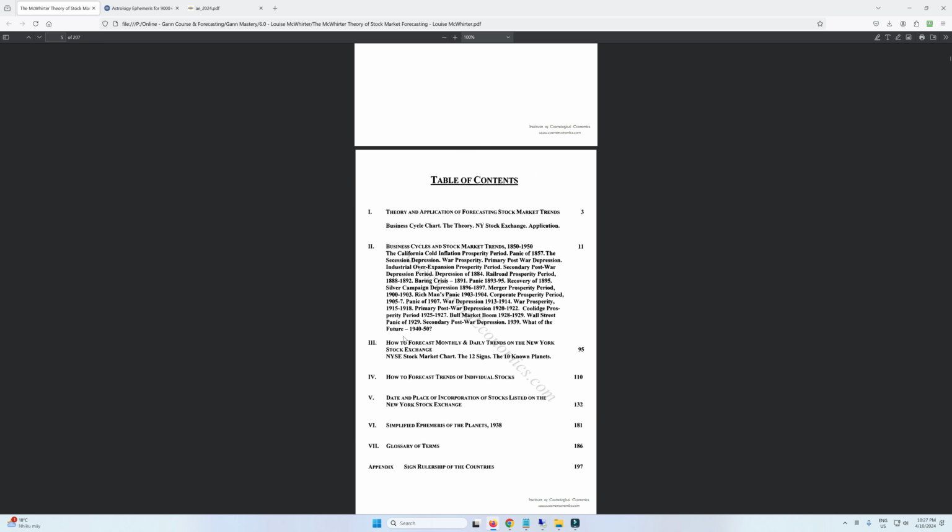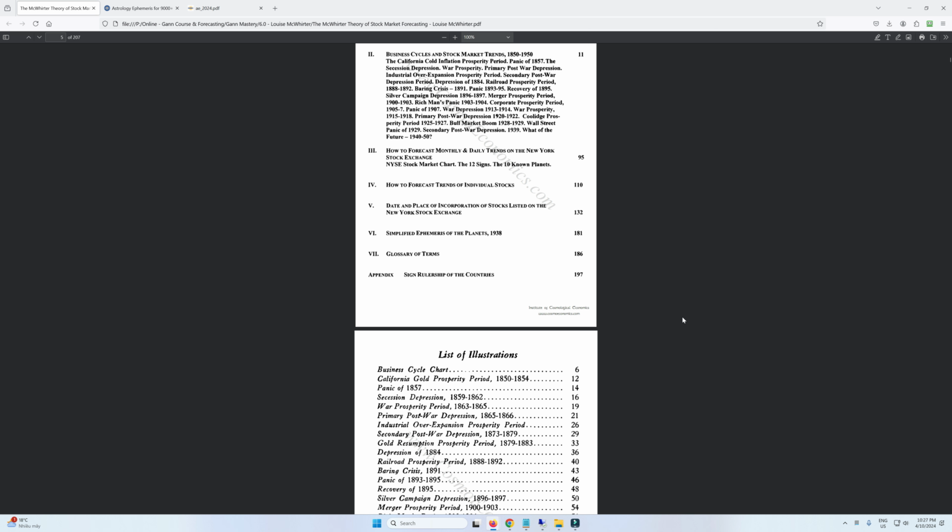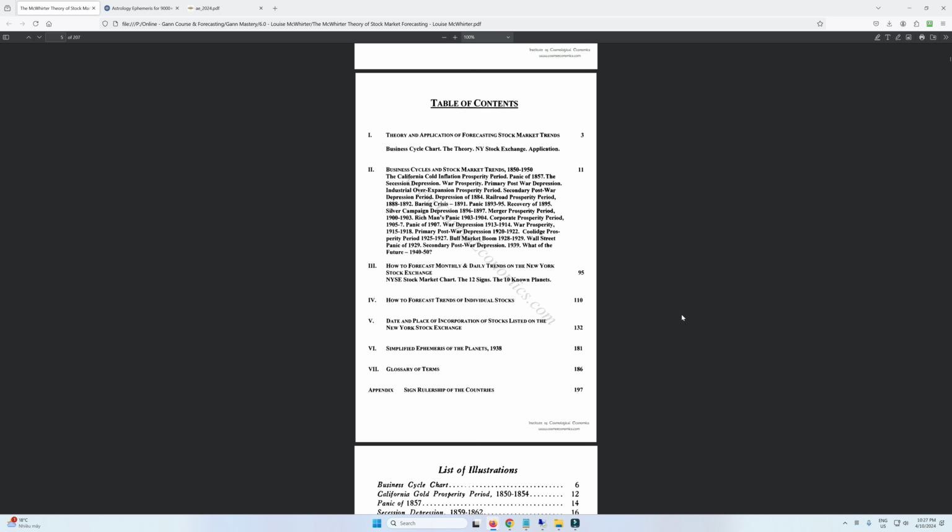Anyway, excellent book, and I'm glad that we're able to now offer this to you. And what we'll keep doing is improving on this as we go out, okay? How to forecast trends of individual stocks, etc. We're updating all this for you now with new tools, new methods of doing this, okay? The McWhirter theory method program is available, and you should be going through it multiple times, okay? Just so you can understand. I know it's long, but just keep going through it, okay?